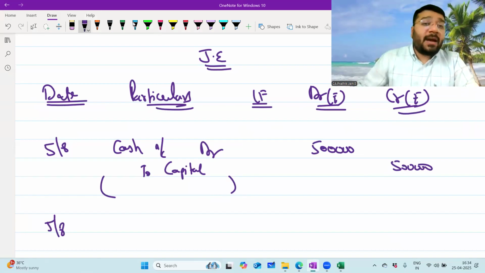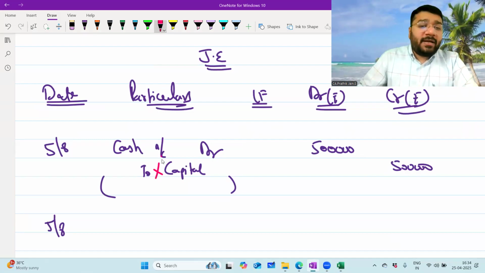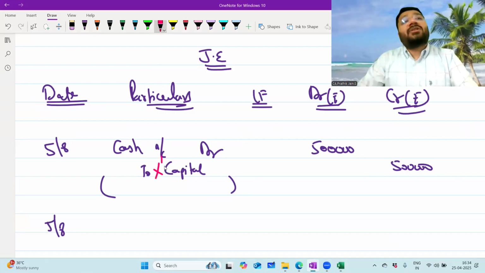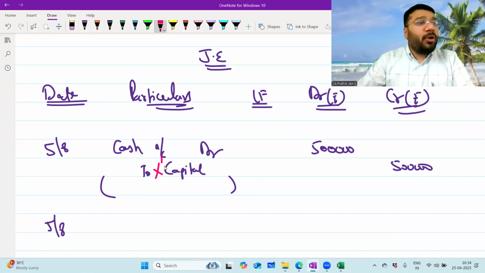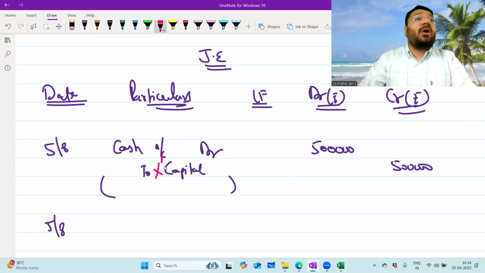If you write excess capital also, it's right. Or if you write capital also, it's fine. If you write capital, it is understood that it is excess capital, since it is a single owner business. But if you want to specifically write excess capital, nothing wrong. Both are allowed, both are accepted.